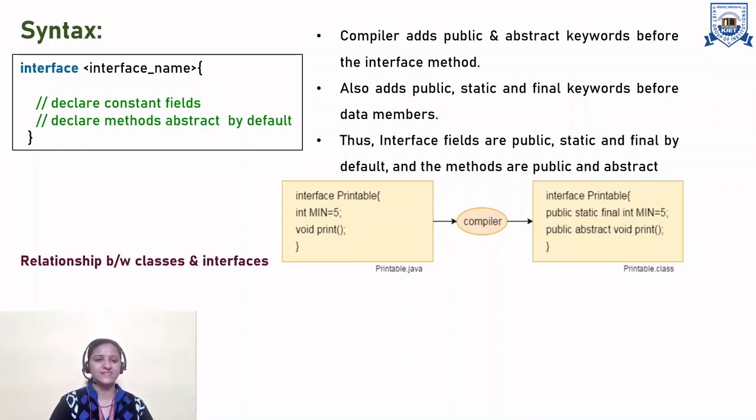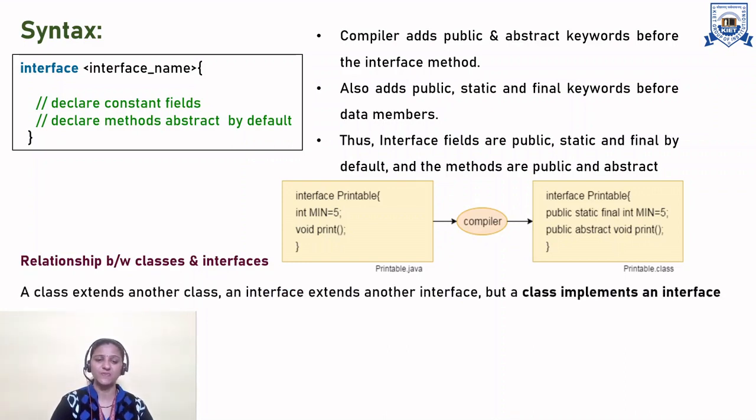Relationship between classes and interfaces. What is the relationship between them? A class extends another class. An interface extends another interface. But a class implements an interface. As we know, an interface cannot define its own methods. Then the class which implements an interface will define all its methods. So a class is actually implementing an interface.